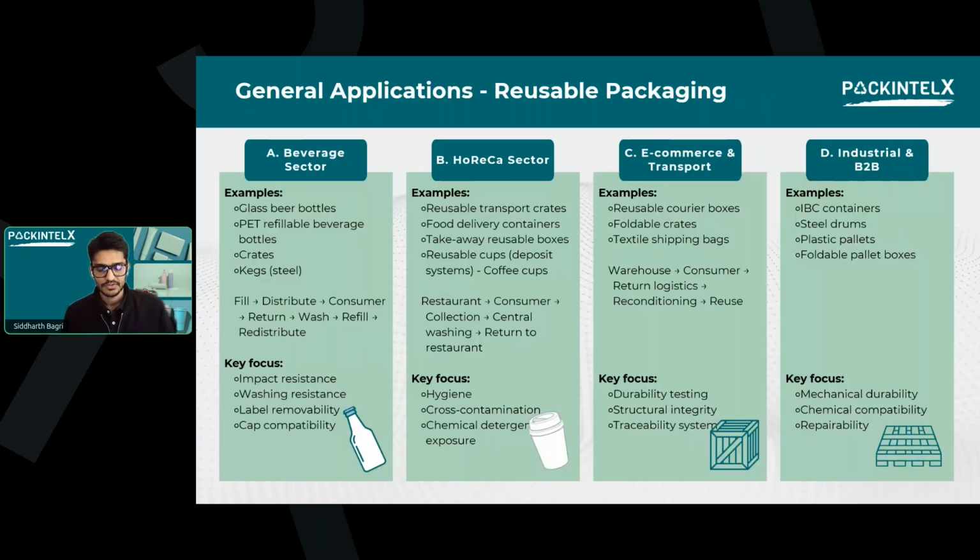General applications: what you'll see is in the beverage sector. So for example, beverage bottles, whether it's glass, it can also be PET refillable beverage bottles. These are in reusable systems. The plastic crates, kegs, these are also in reusable systems. So there needs to be proper documentation and proof that this packaging is actually in reuse. In the HoReCa sector, like I mentioned, there is some service packaging which is reusable. E-commerce and transport, that's where we see a high number of cases with reusable, and then industrial B2B.